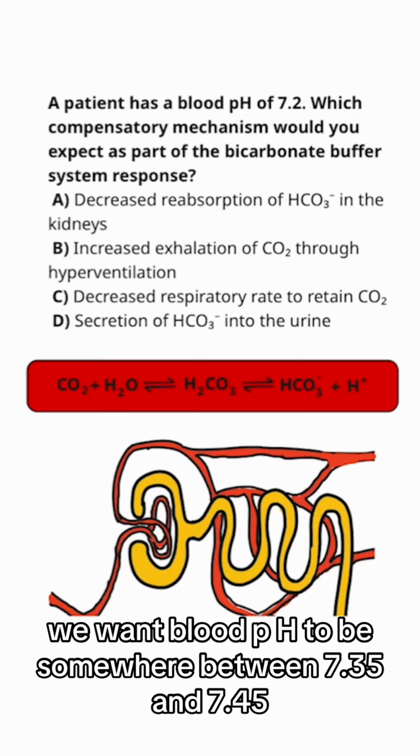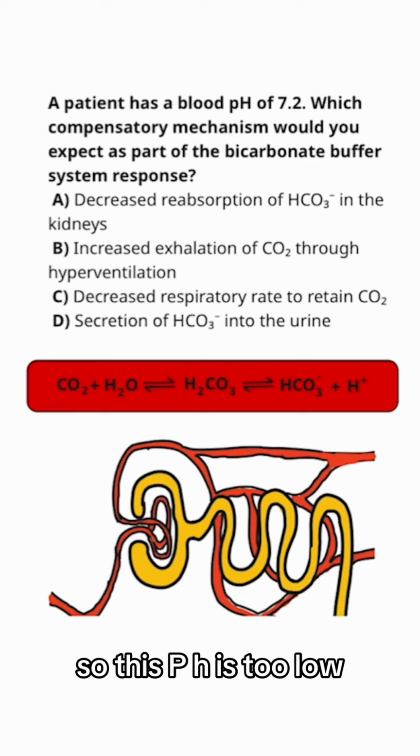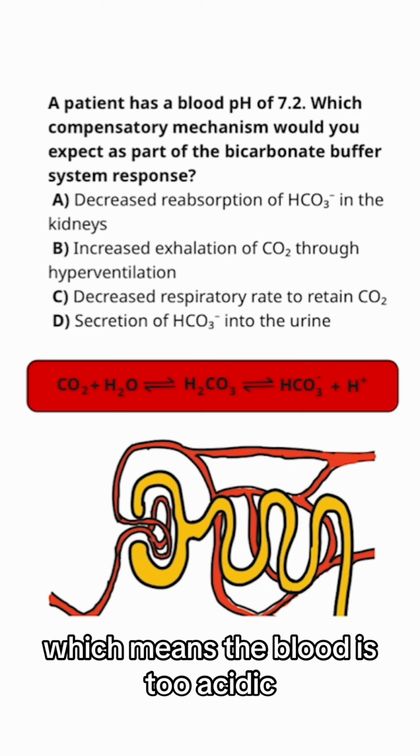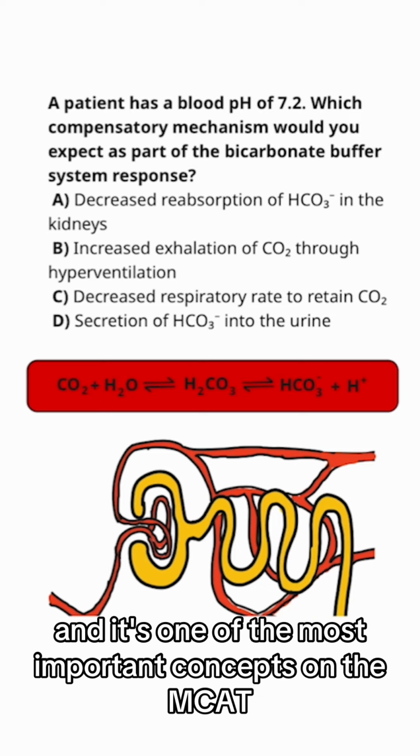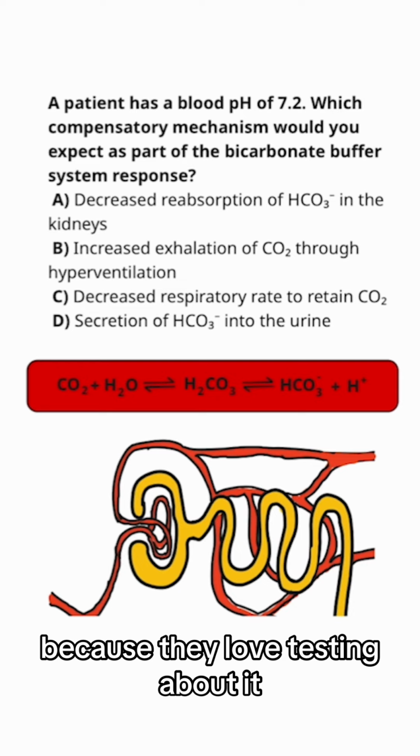We want blood pH to be somewhere between 7.35 and 7.45. So this pH is too low, which means the blood is too acidic. The bicarbonate buffer system is how we regulate blood pH, and it's one of the most important concepts on the MCAT because they love testing about it.